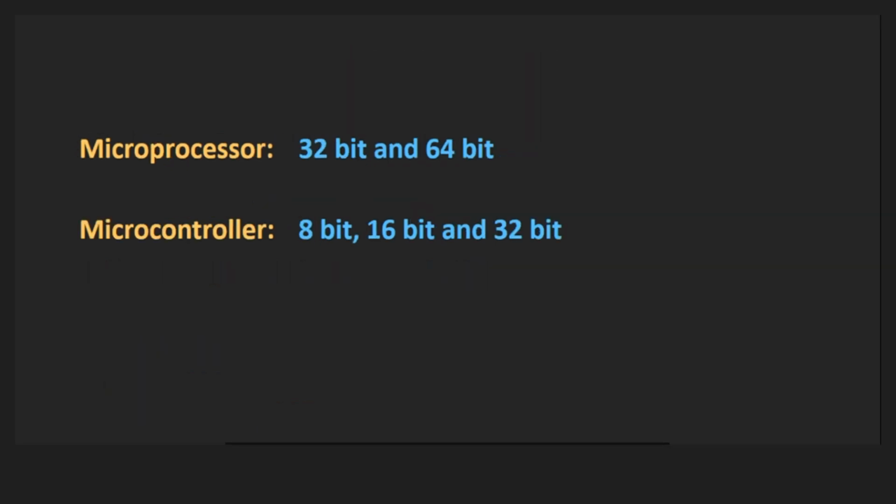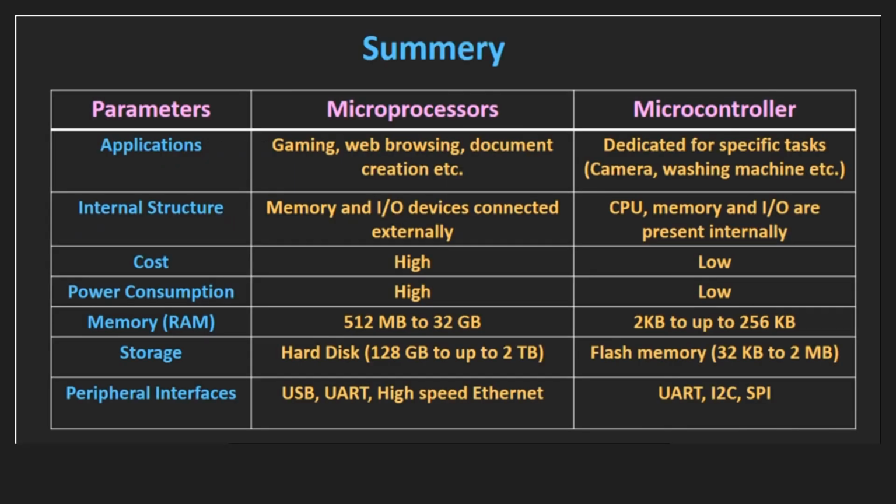We always use the microprocessor as 32-bit and 64-bit, while for the microcontroller we can use 8-bit, 16-bit and 32-bit. These are some of the main differences between the processor and controller. Application-wise, the microprocessor is dedicated to gaming, web browsing, document creation, etc., and the microcontroller is dedicated to specific tasks. In the internal structure of a microprocessor, memory and input-output devices are connected externally, but in a microcontroller they are all connected together on a single chip.